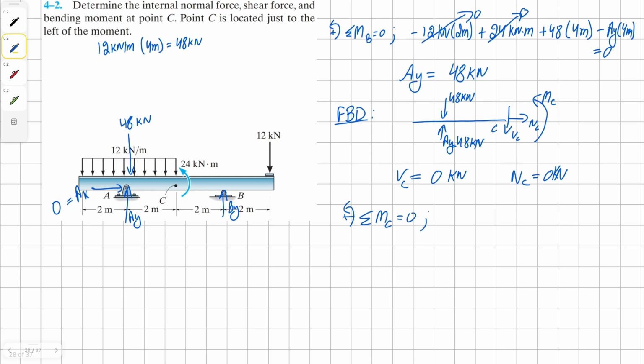We're going to have our counterclockwise moment at C. Then we have counterclockwise moment from the point load. Similarly, we have clockwise from our external reaction force, all equals 0. Solving this, our moment is also going to be 0 kilonewton meter.